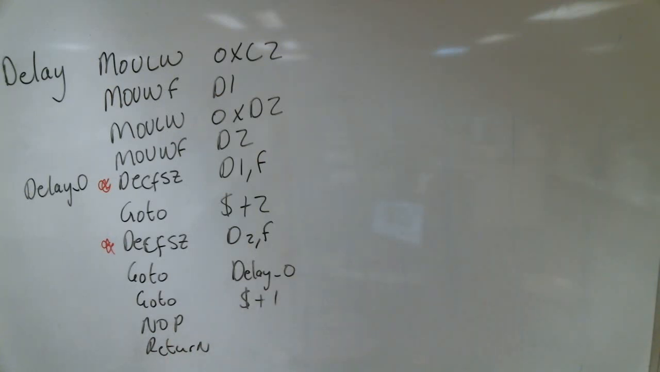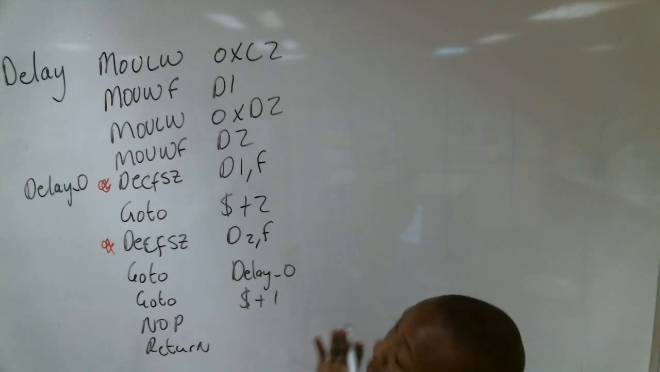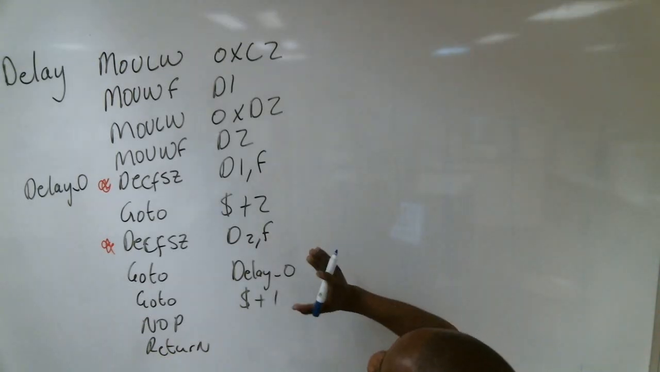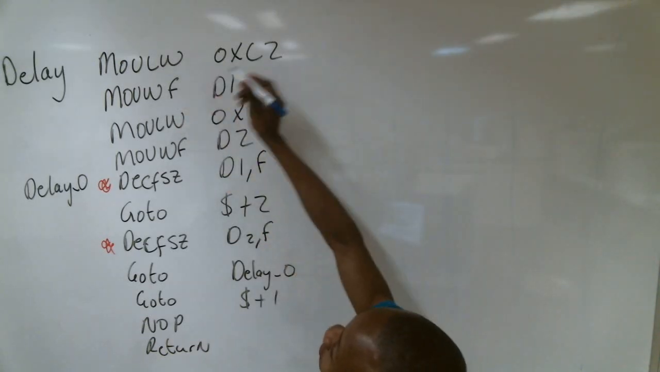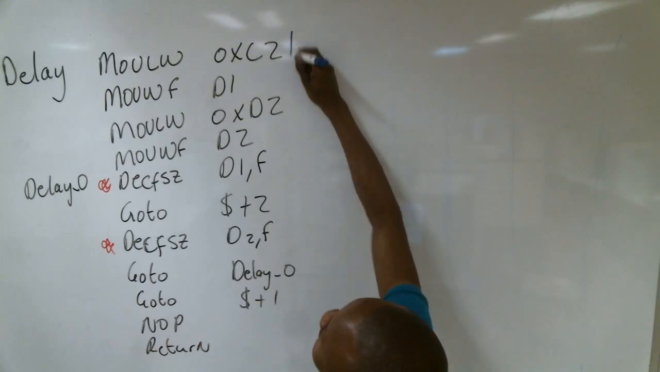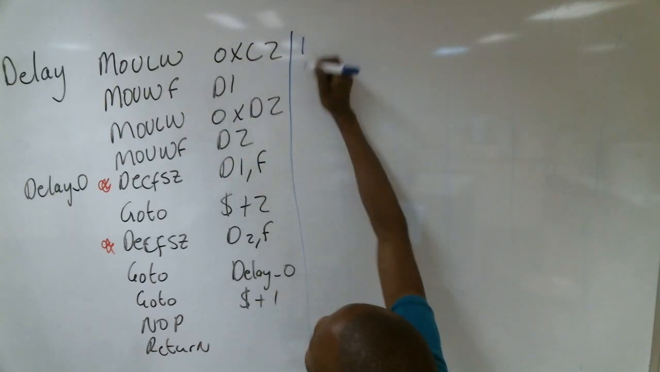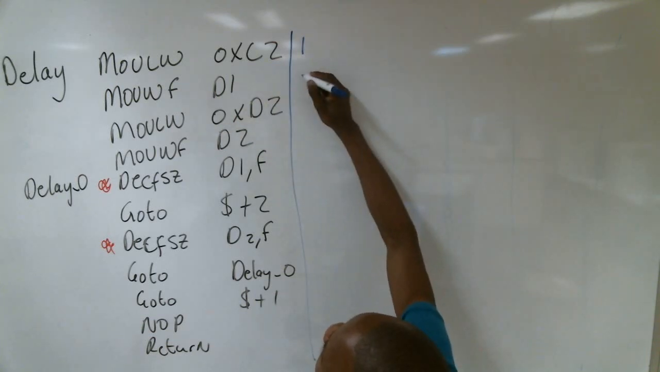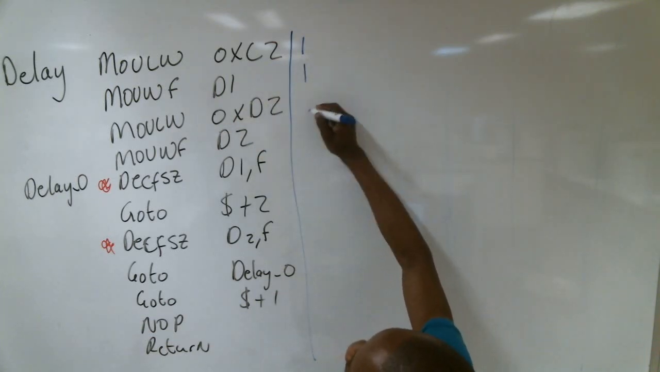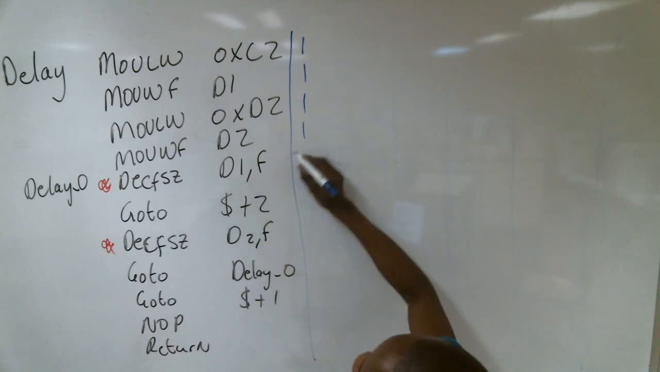Okay, loop delays. So first thing that we're going to do when we have a question like this is to check how many cycles each instruction is going to have. So I'll start here. First instruction, move literal to W, one cycle. Move W into file, one cycle.